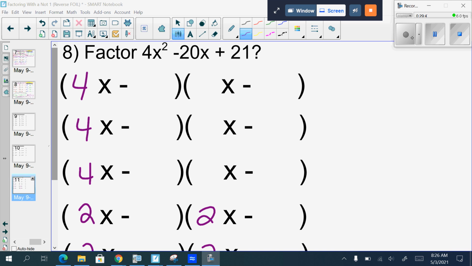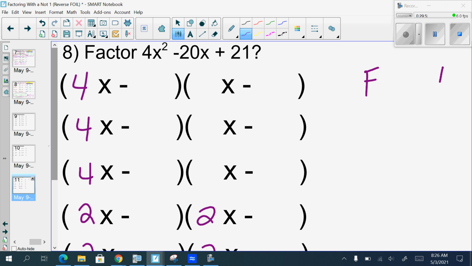So again, if we think about FOIL, the first term has to give us 4x squared. So maybe it's going to be 4x and 1x. Maybe it's going to be 2x and 2x. The last has to give us positive 21. So again, you don't want to use positive 1, positive 21, positive 3, positive 7. They have to both be negative, right? Remember, that's the other way to get a positive product.